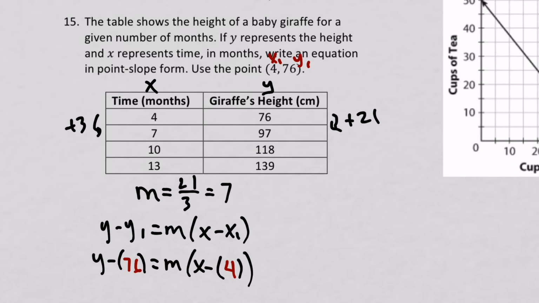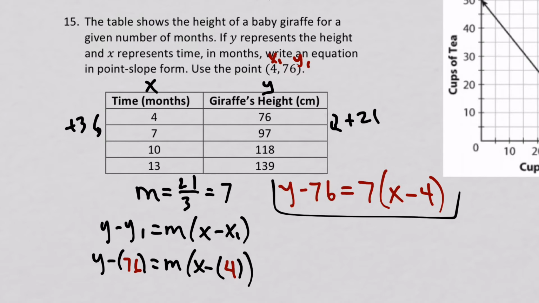Once I substitute in those values, I can now simplify it. There's really not much to simplify. You can actually just write it again to make it clear. Y minus 76 equals m, which is 7, times x minus 4. And there's your solution. Is it in point slope form? Yes, it is. And did I use the correct point? Yes, I did. Okay, you can use any of the points. You don't have to use (4, 76). It's just the problem is asking you to use that one so that everybody uses the same point.